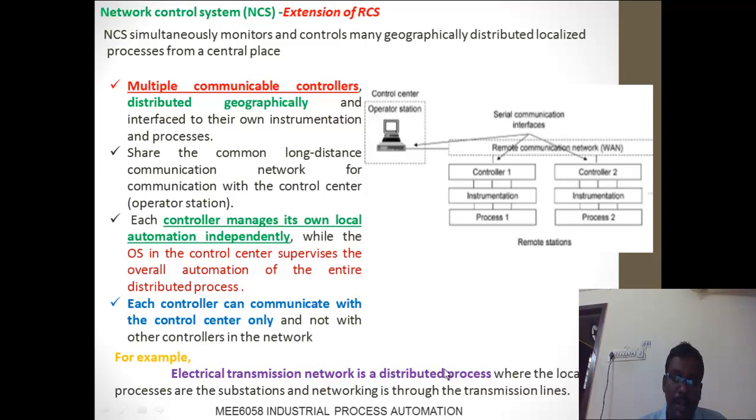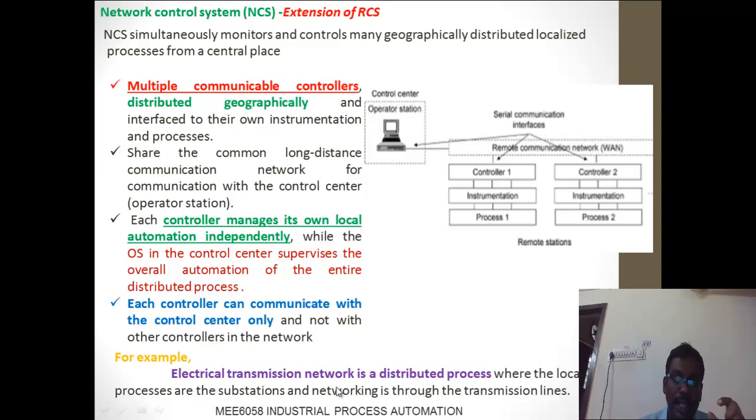So, electrical transmission is a distributed process. We have different geographical areas within 500 kilometers. Consider that within 500 kilometers we have 5 substations, one substation for every 100 kilometers. We have to transmit the power and monitor what's happening on the transmission lines in every 100 kilometers. From the substation, the operators or control center can monitor whether transmission is happening properly or not. So that's an example of network control systems.